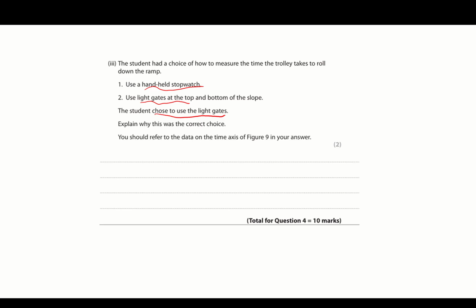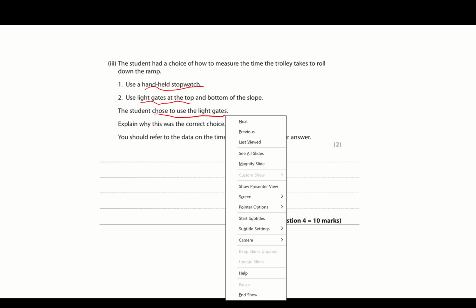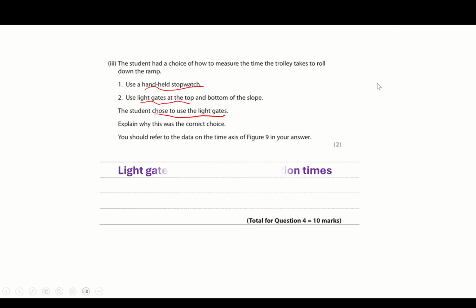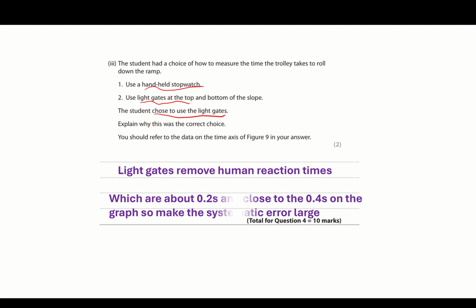So the crucial part of this is talk about human reaction times and talk about this is going to reduce systematic error in some way. And systematic error is error that we build into our method. So by not using a stopwatch and using light gates, we've improved our method. So the answer for this one, light gates remove human reaction times, 1 mark.